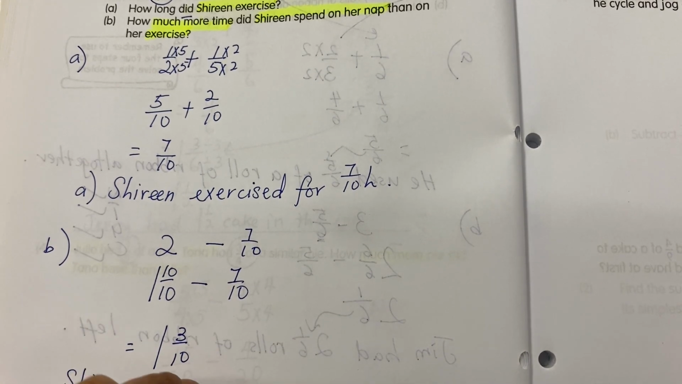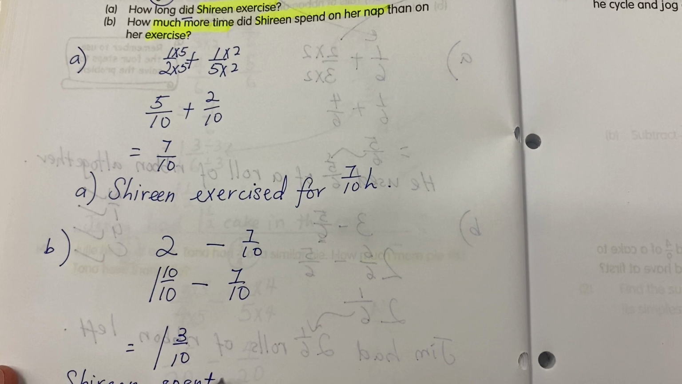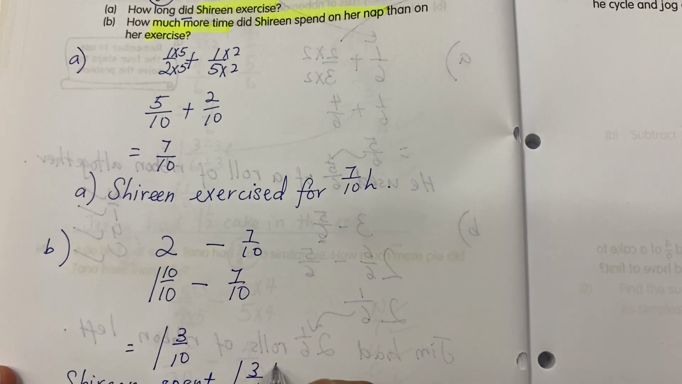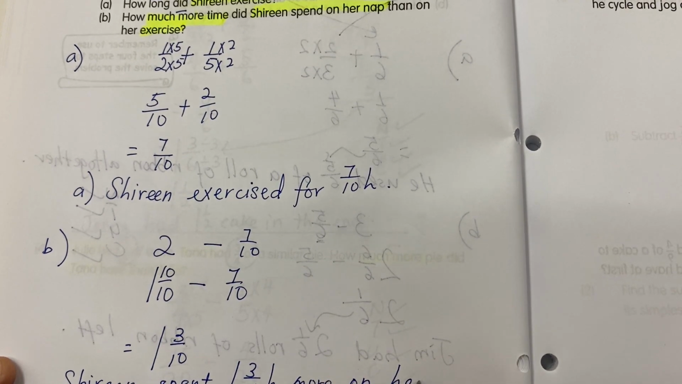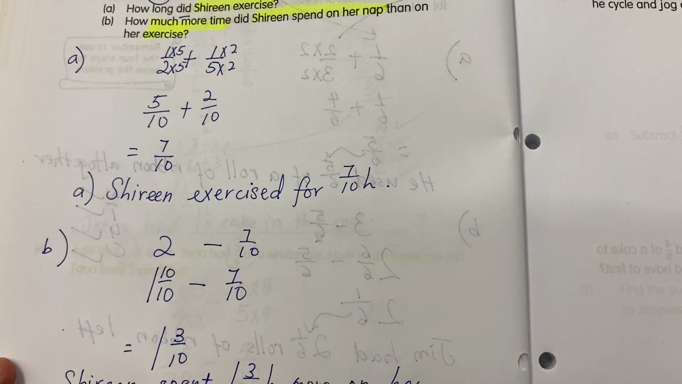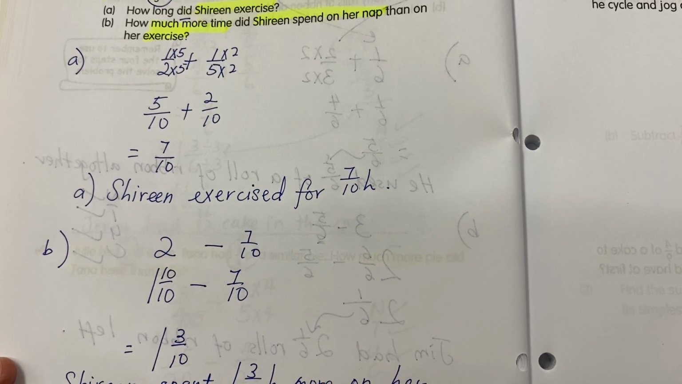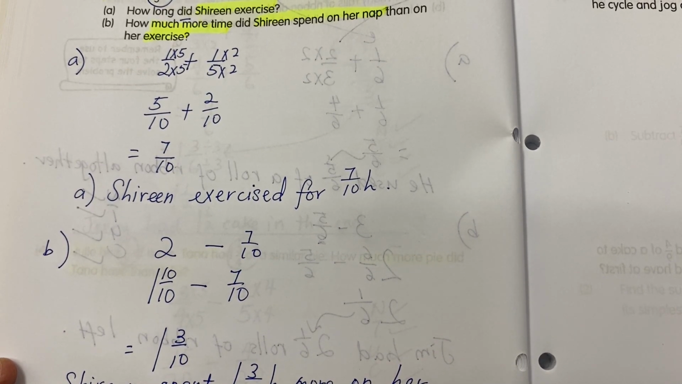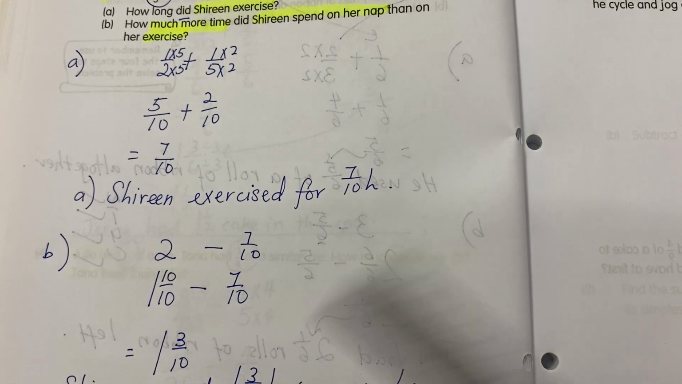So Shirin spent 1 hour, 3 out of 10 hours more on her nap than on her exercise. Okay, right, so you have that.